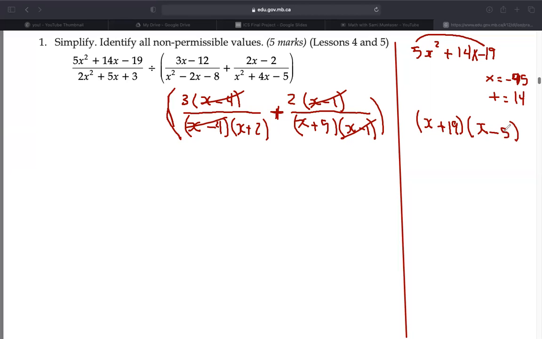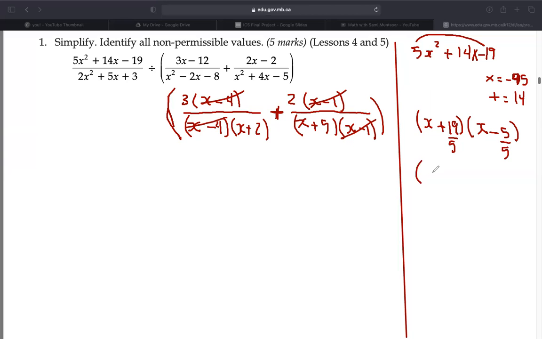They multiply to give me negative 95 and add to give me 14. So therefore it doesn't stop right here, right? Because you have a leading coefficient that's a 5 here. I don't do decomposition, I do it this way. So I divide this by 5, I divide this by 5.